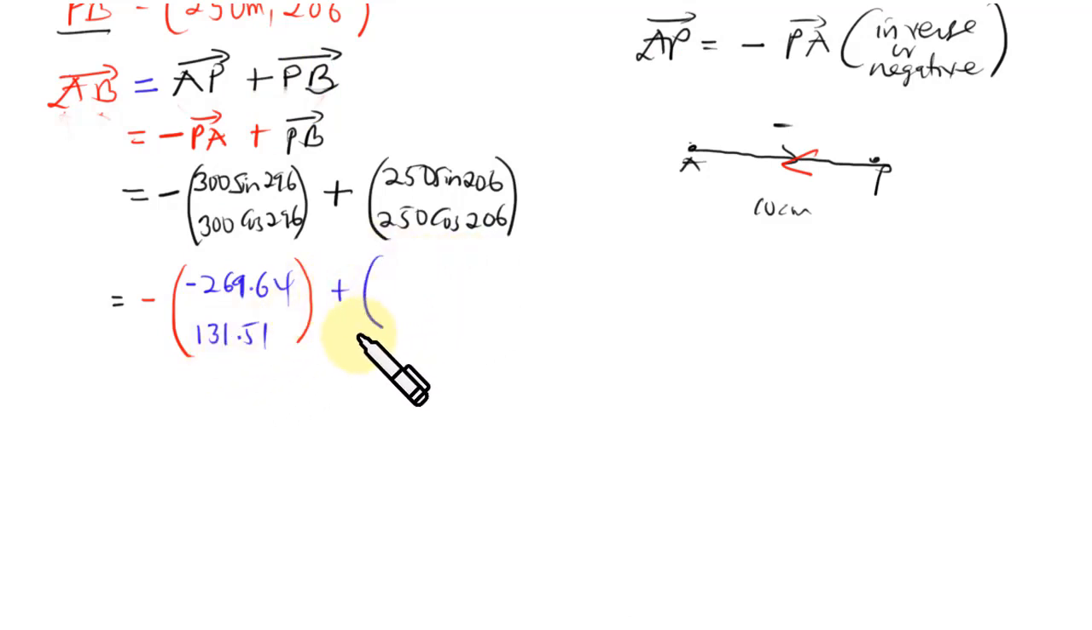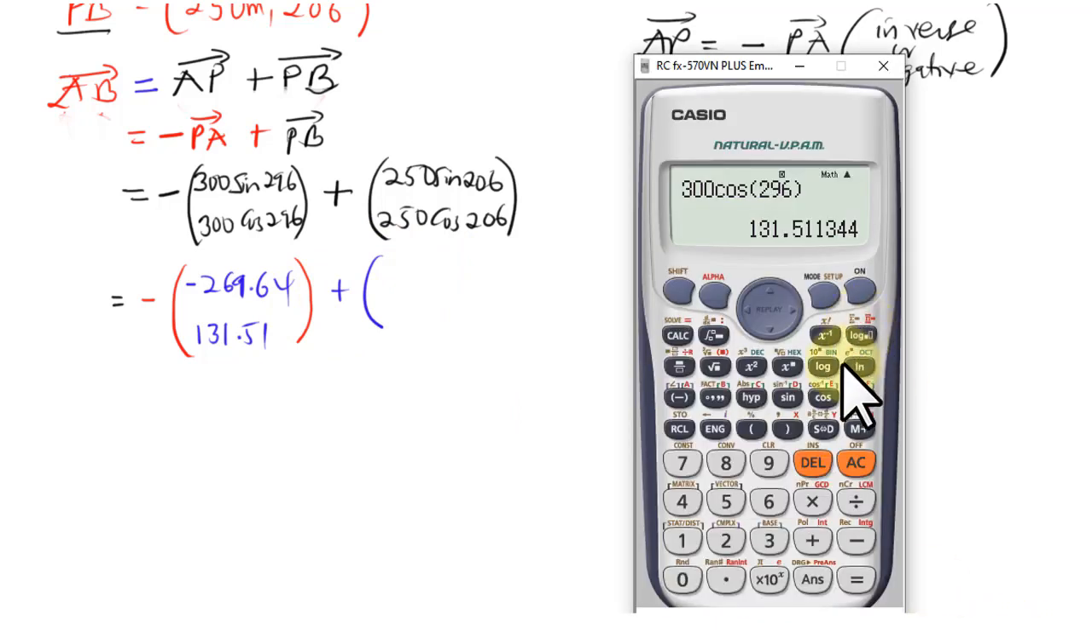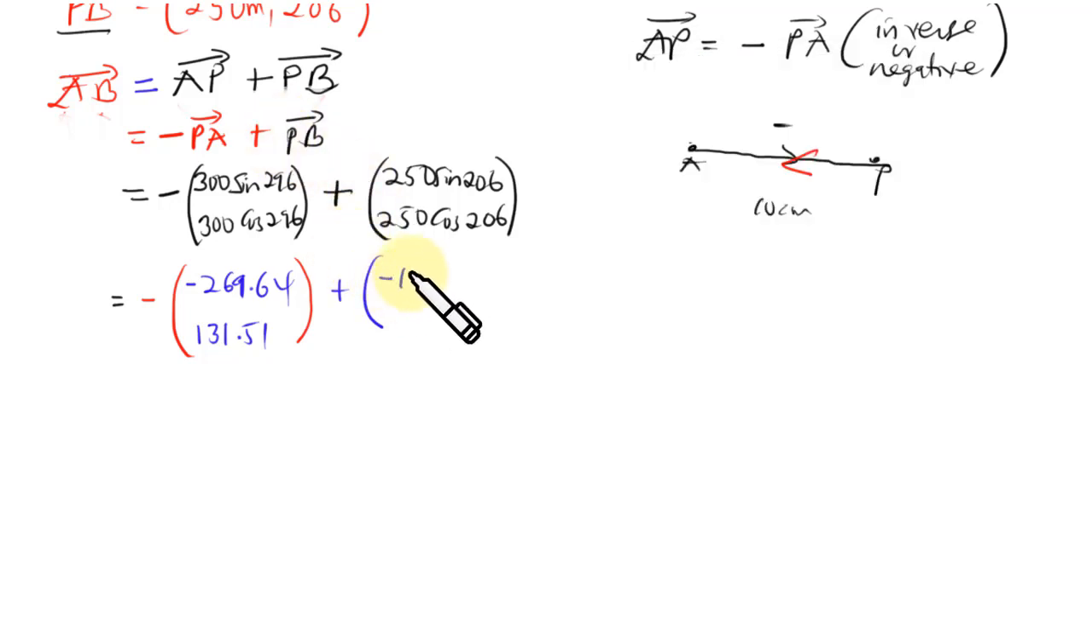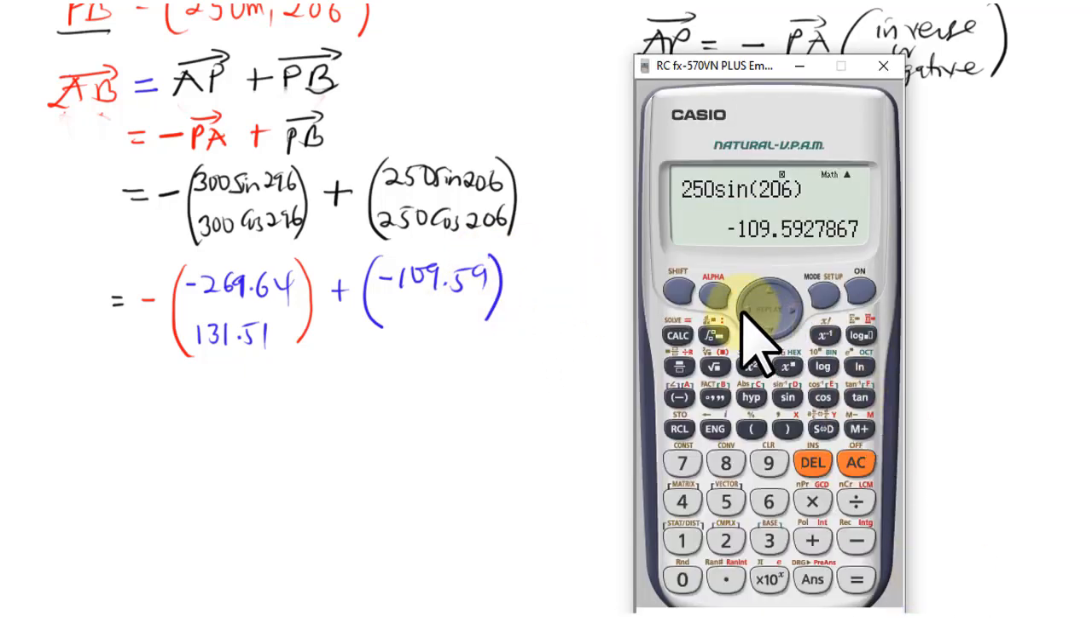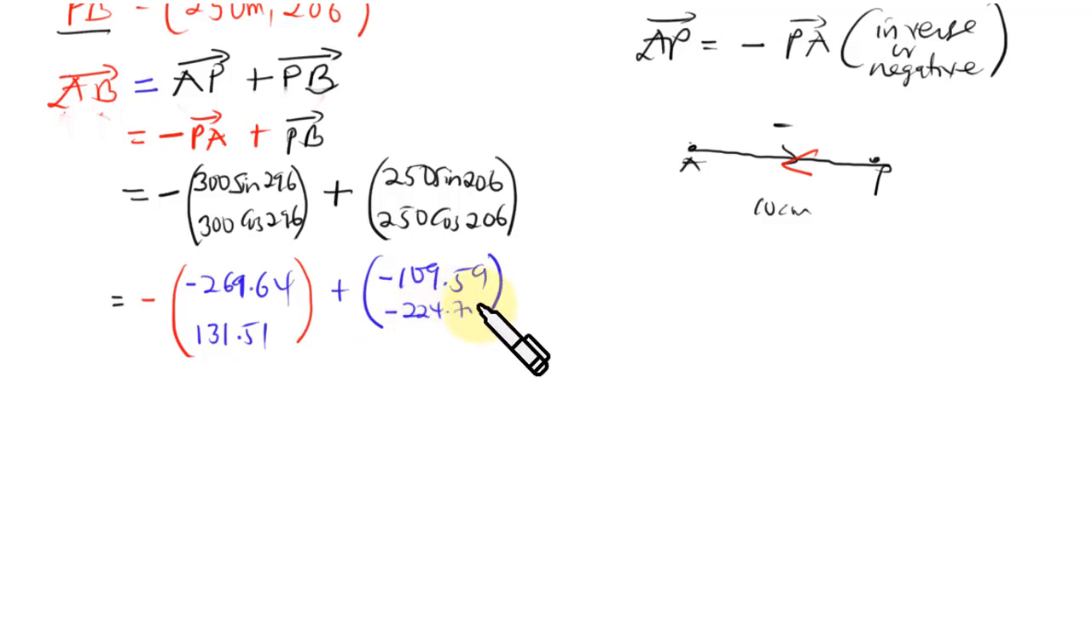Plus, 250 sine 206, and that is negative 109.59. Then 250 cos 206, and that is negative 224.70. All right, so let me now expand these brackets.